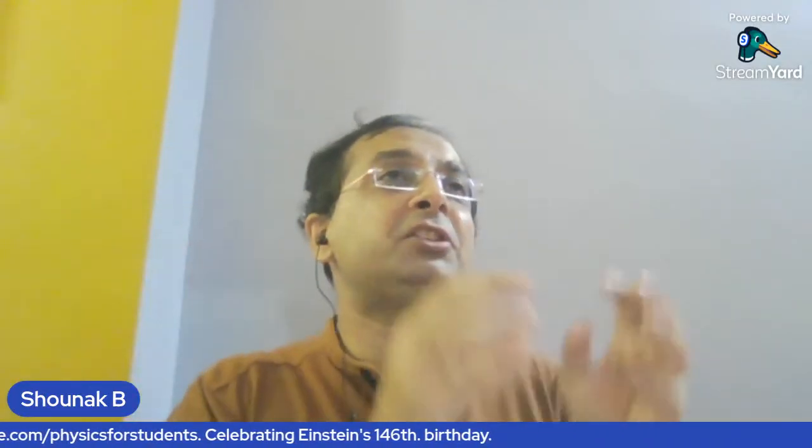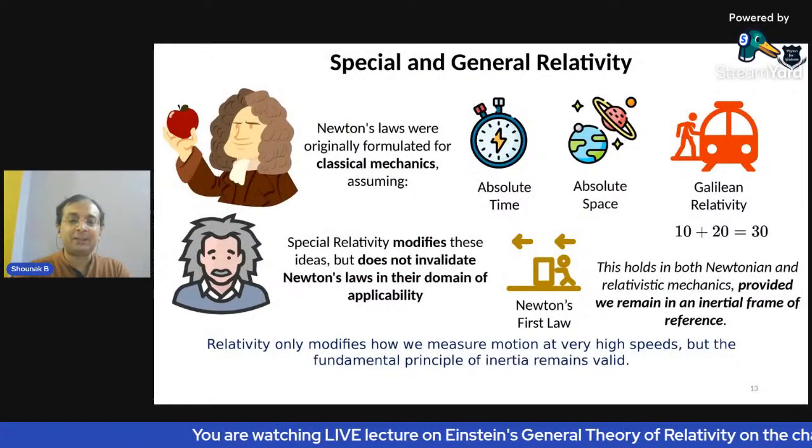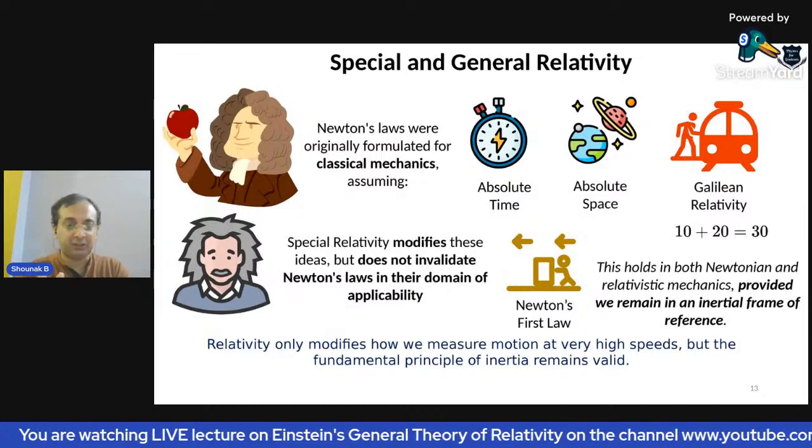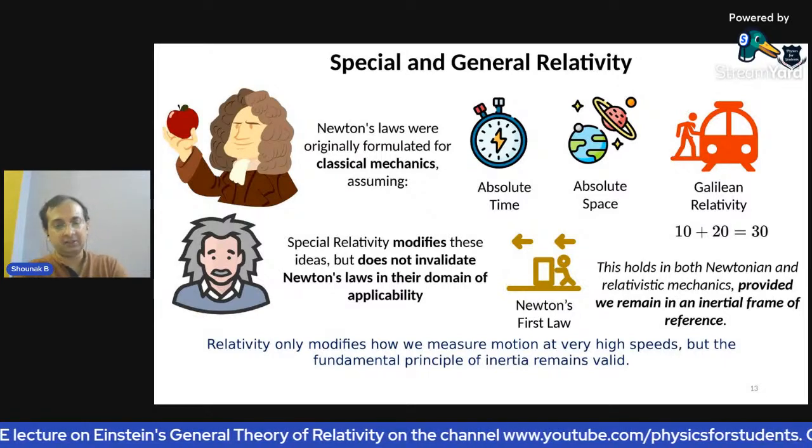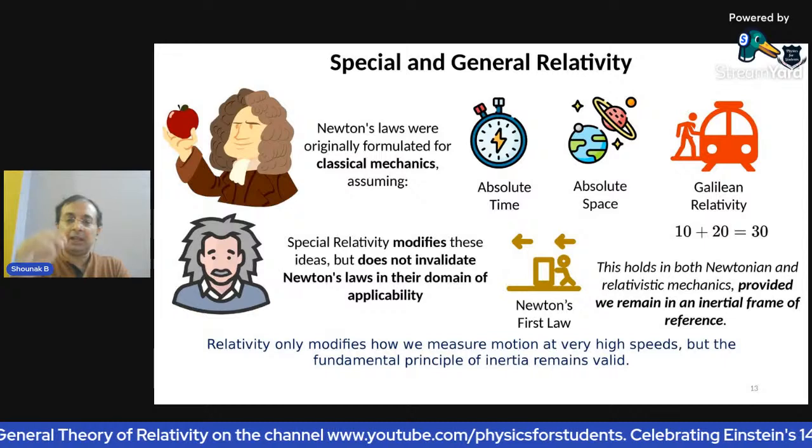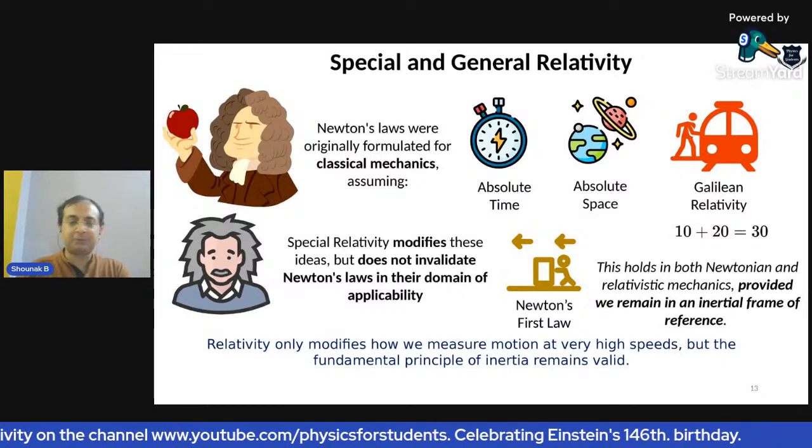What we see is that people often say, sir, Einstein proved Newton wrong, or Newton proved Galileo wrong. No, nobody proved anybody wrong. Every single person is correct. Only that Newton's laws of motion had limitations at a certain velocity, in a certain frame. And Einstein improved that. So please note this line: special relativity does not invalidate anything, but it actually modifies the laws of motion.